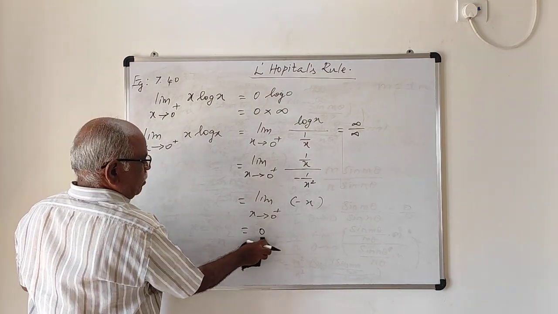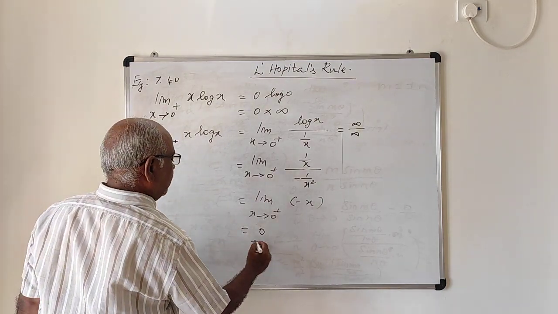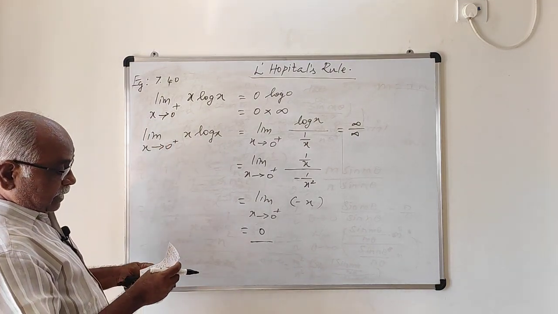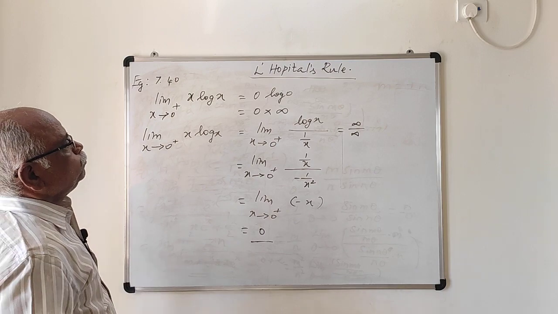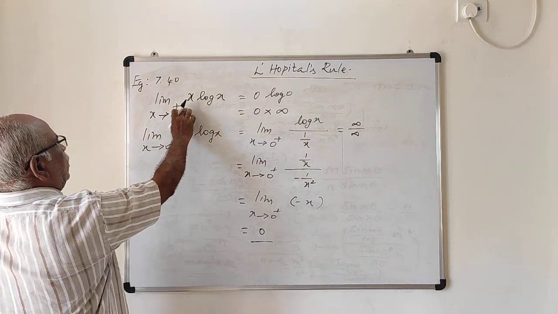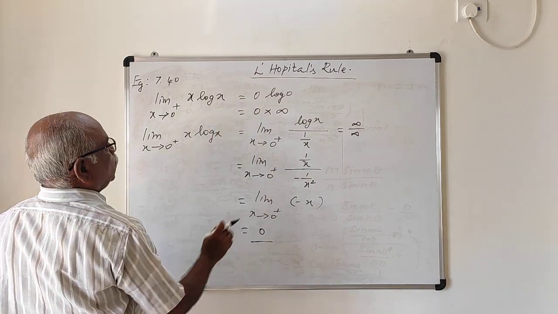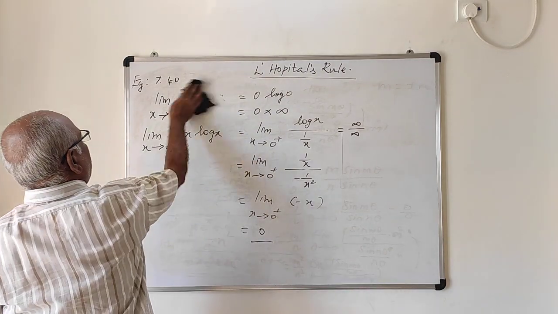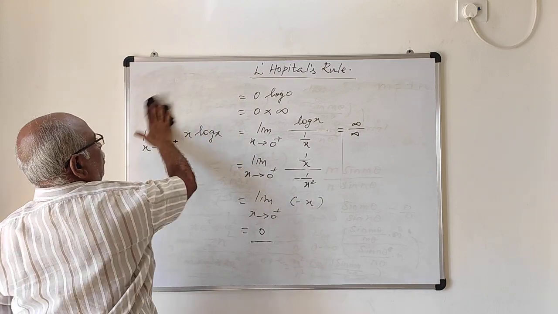That's all about the problem, Example 40. So that's all about the log value: the limit of x log x is 0. Next we will pass on to a problem in the exercise, the 9th problem in exercise 7.5.